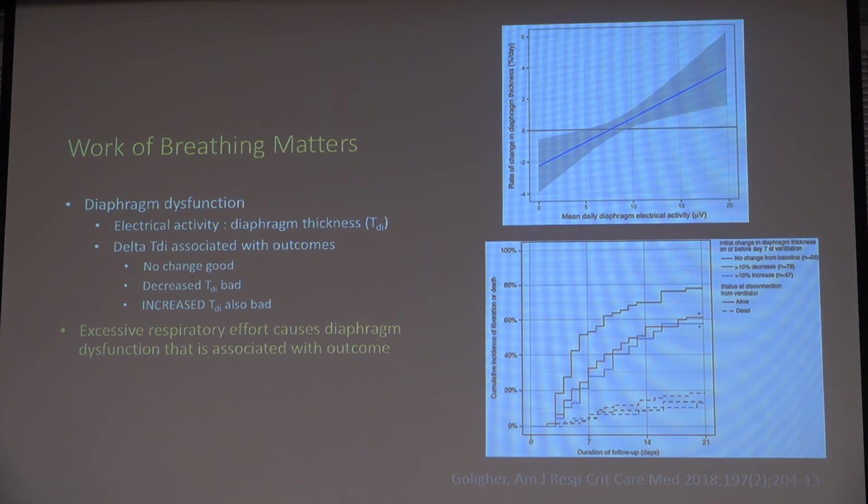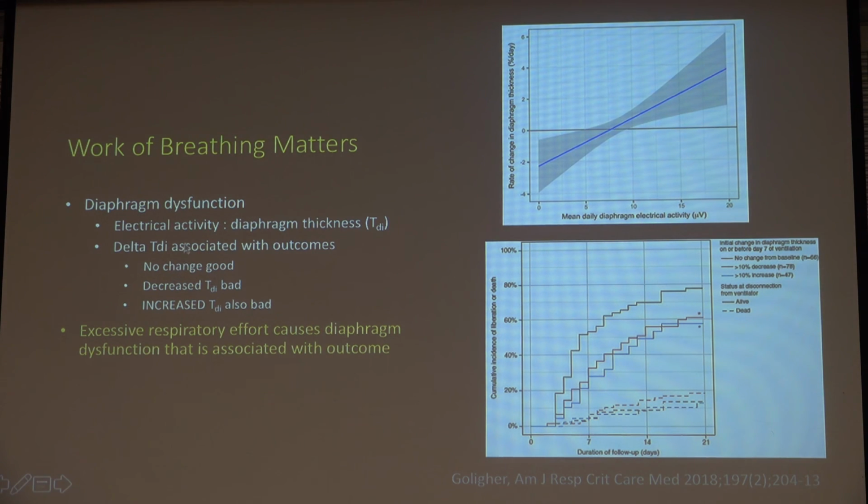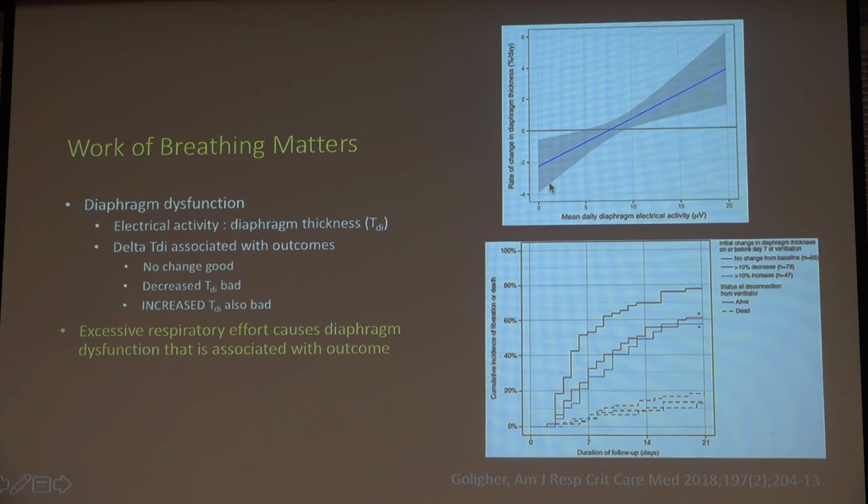Excuse me. This is a study done a few years ago now, actually just published this year, that really looked at diaphragm dysfunction in patients critically ill on the ventilator. And they were actually able to measure both the electrical activity of the diaphragm as well as diaphragm thickness using ultrasound. And what they found is some patients, the diaphragm thickness and diaphragm electrical activity increased, and some of the patients that activity and thickness actually decreased. What they found was that patients in whom the diaphragm did not change had the best outcomes.